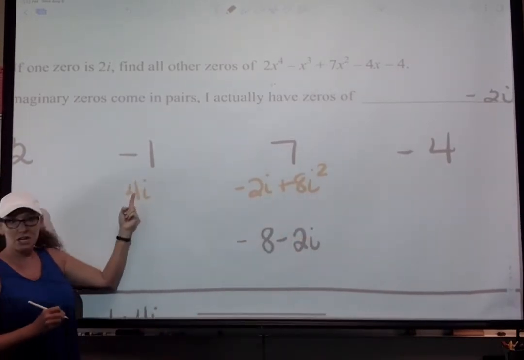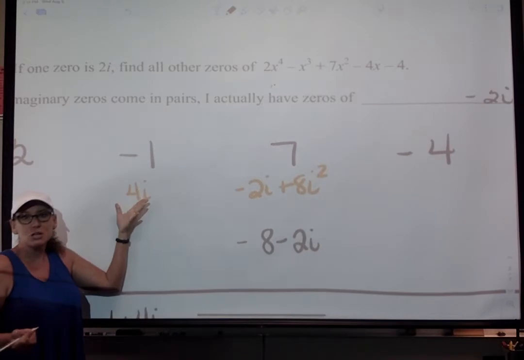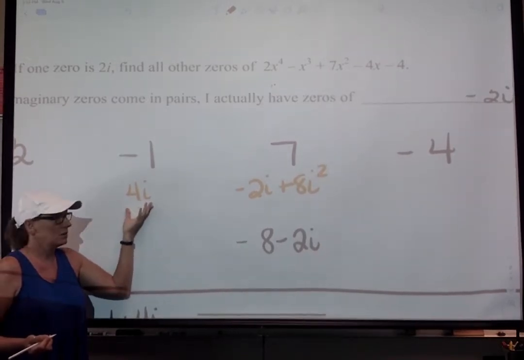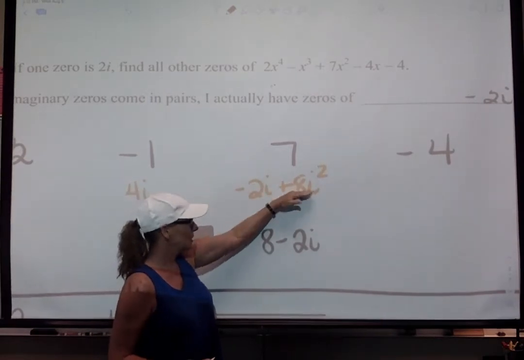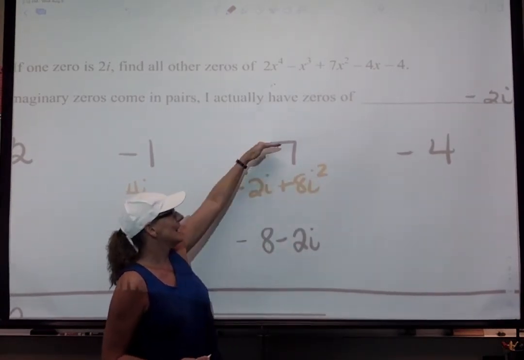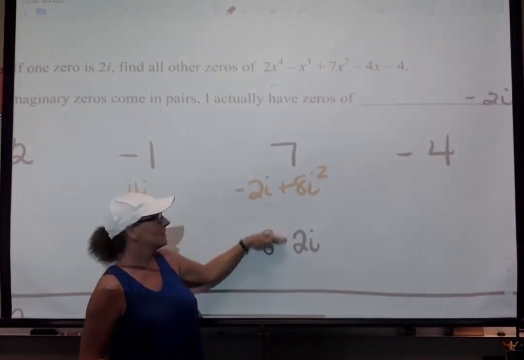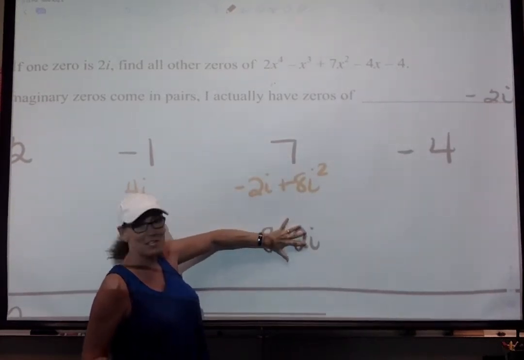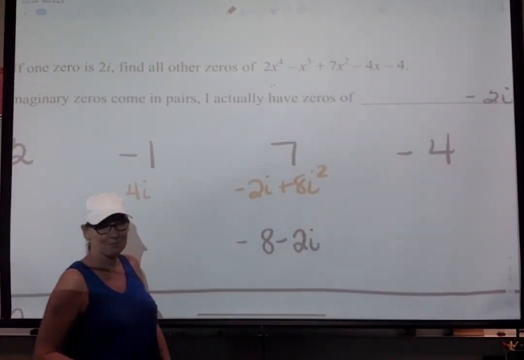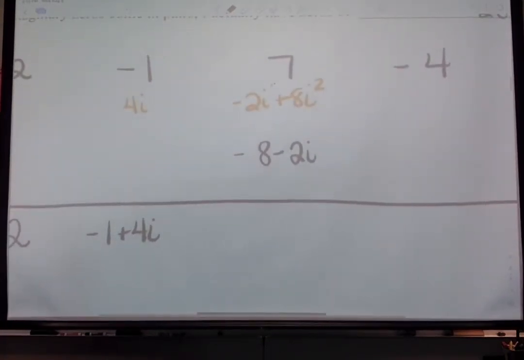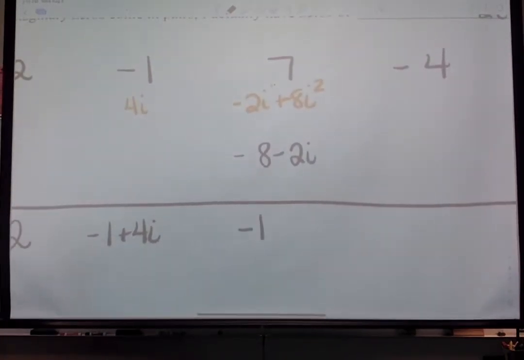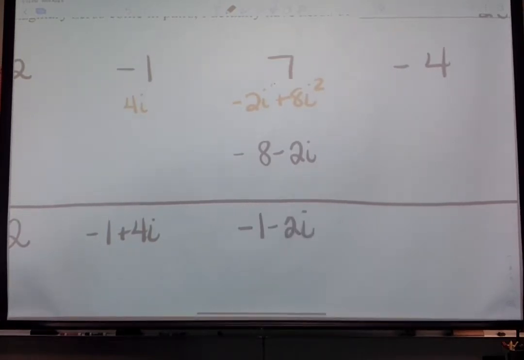Why didn't I do it over here? I multiplied. I can't simplify this. Okay? Here's where it starts to really get messy. So I multiplied, I distributed, I simplified. Now it's time to add this black number with this black number. And I get negative 1 minus 2i.